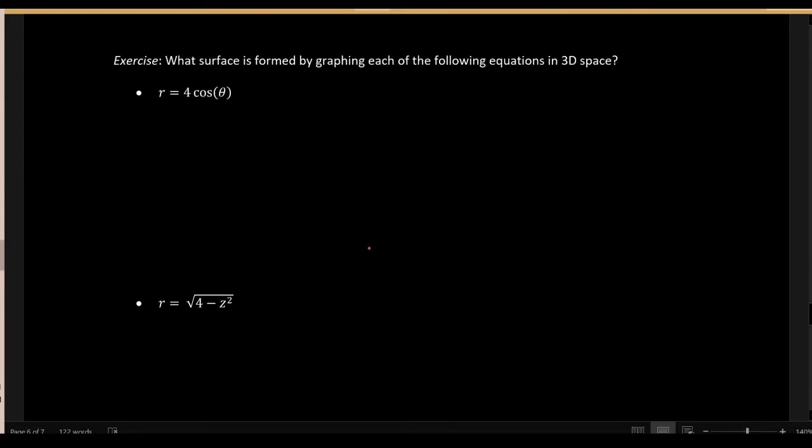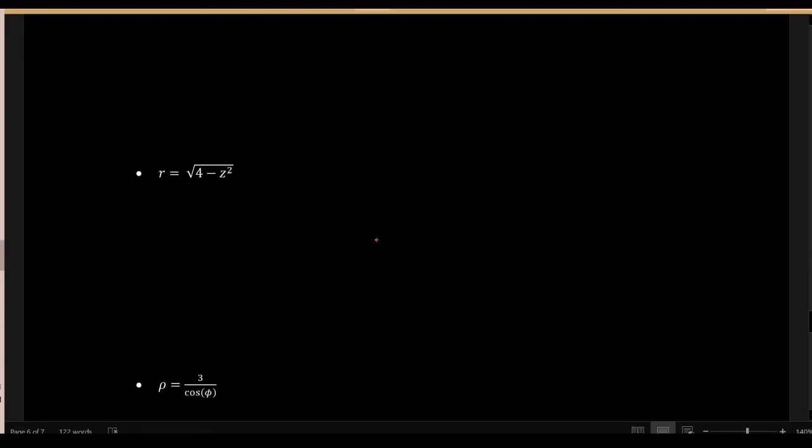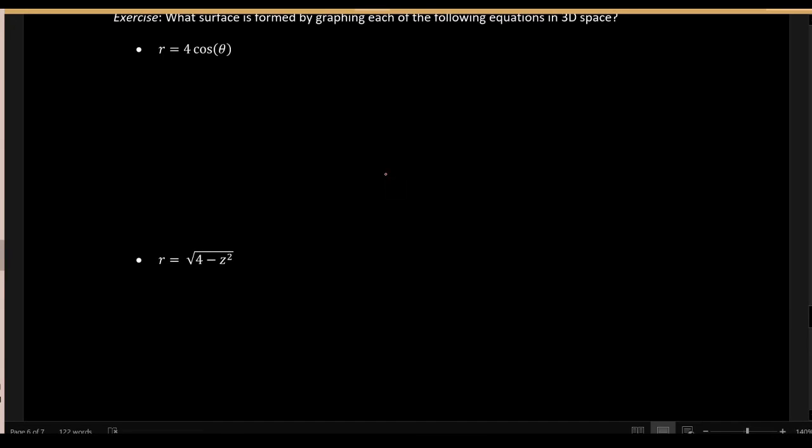However, all of the exercises in this section are too complicated to take that approach directly at the beginning of the problem. That approach worked well for really simple equations like we saw in the very first exercise from today's material. But these equations are way more complicated. R equals 4 cosine theta, r equals square root of 4 minus z squared, r equals 3 over cosine phi. All of these equations are too complicated for me to look at them and know right away what shape is going to be formed.